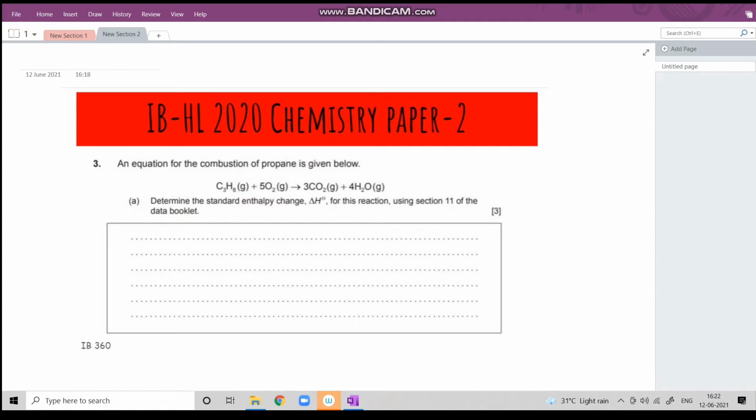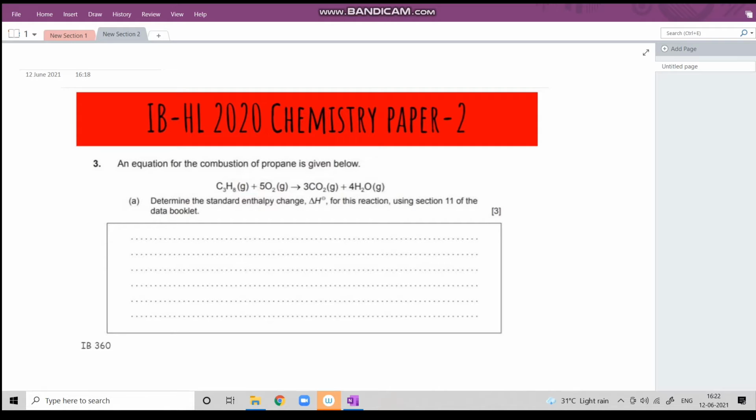In this question, we have been given the equation for combustion of propane: C3H8 plus 5O2 gives 3 moles of CO2 and 4 moles of H2O. We need to calculate the standard enthalpy change using section 11 of the data booklet. Section 11 contains bond enthalpies, the amount of energy required to break a bond, or the amount of energy released when a bond forms.